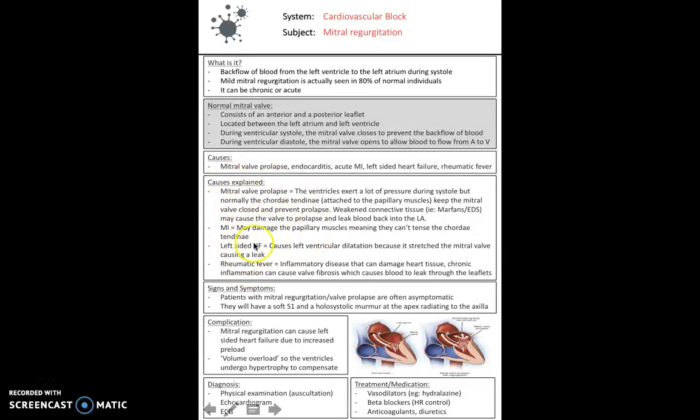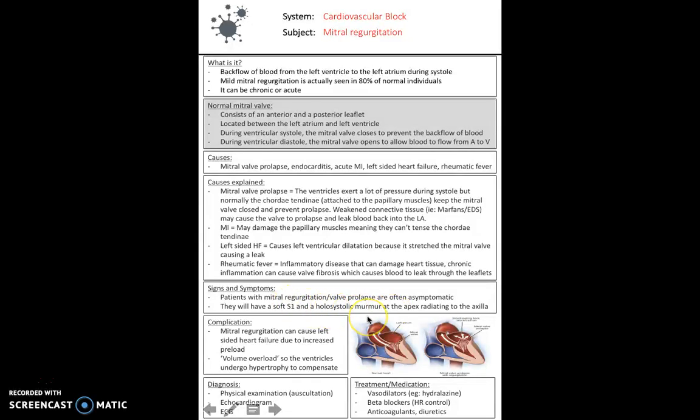MI, or left-sided heart failure, can also cause damage to the papillary muscles or cause left ventricular dilatation, and as a result this can cause either mitral valve prolapse or damage to the valve, so backflow of blood occurs. As we've said, most patients will be asymptomatic, but those that are symptomatic will have a soft sound 1 and a holosystolic murmur.